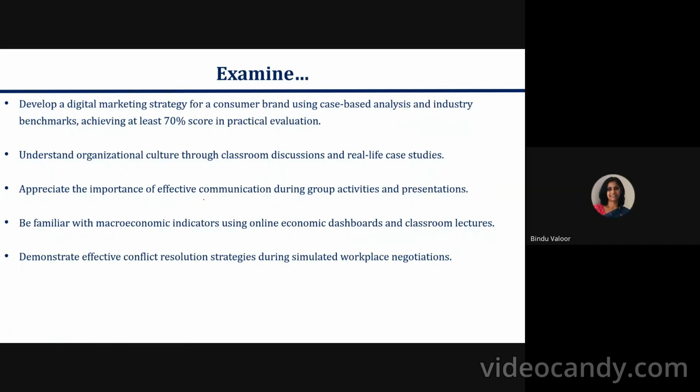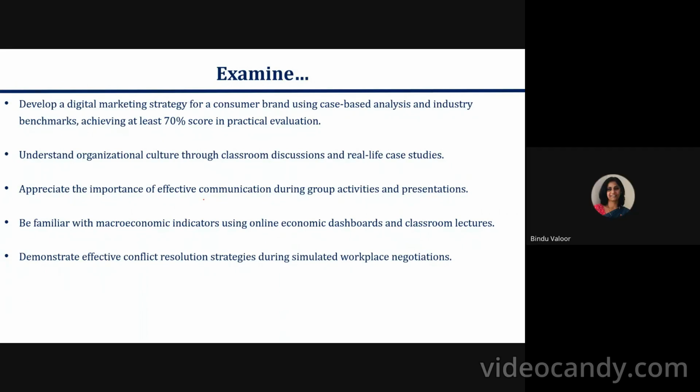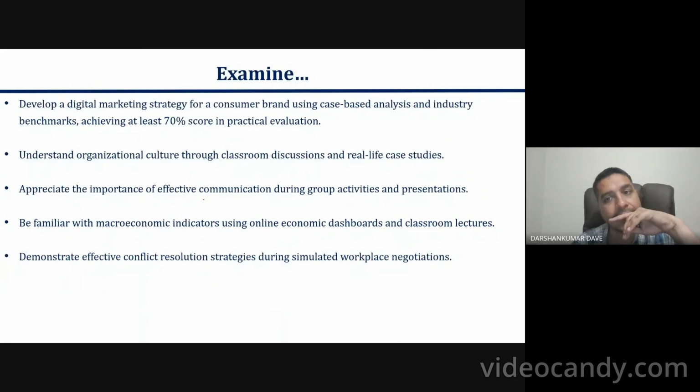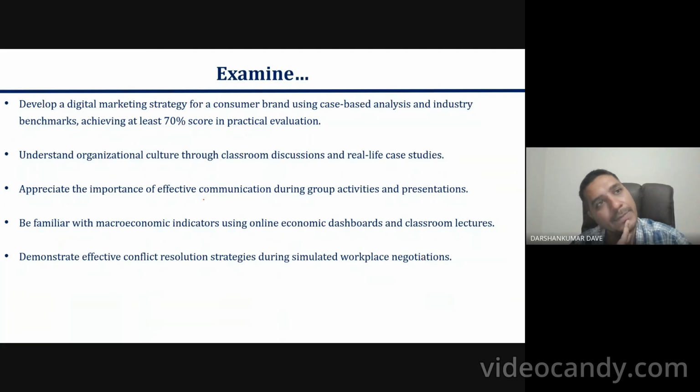Statements 2, 3, and 4 are not smart. Very good. Why? Because understand is not measurable, appreciate, and be familiar. So these are not very specific and measurable terms. Very good. Any other aspect missing?